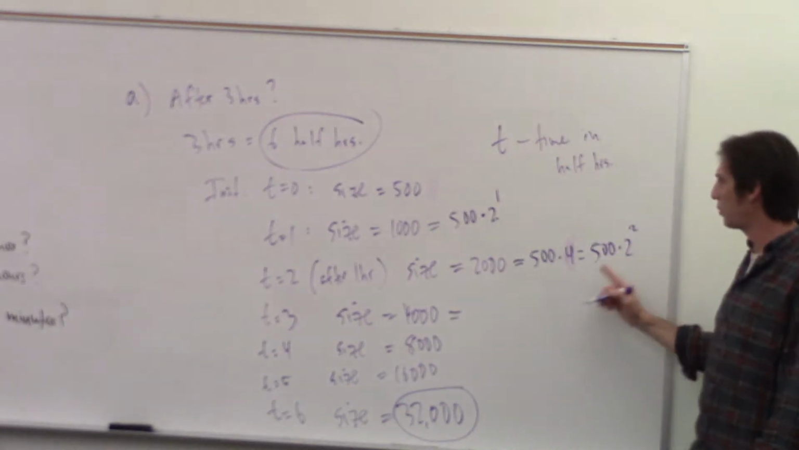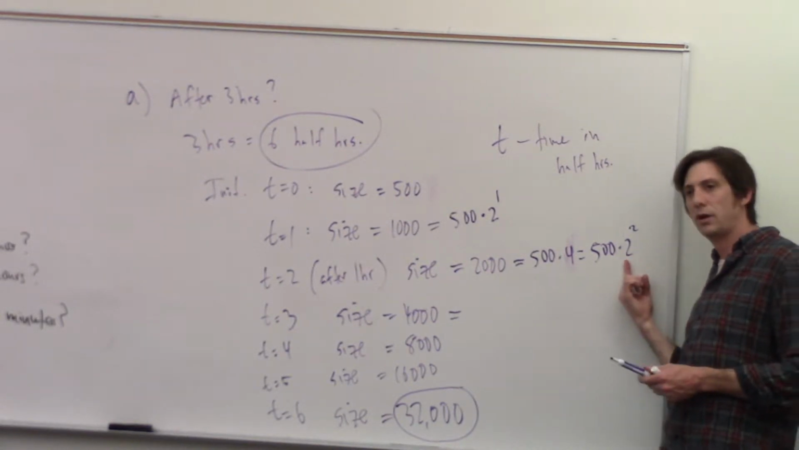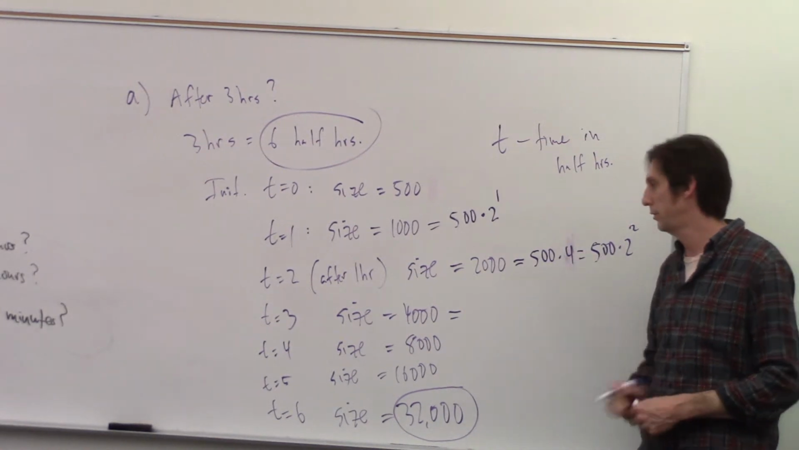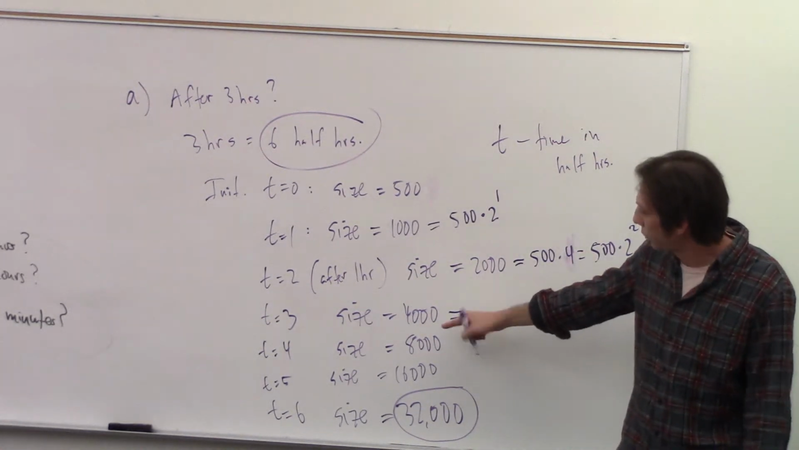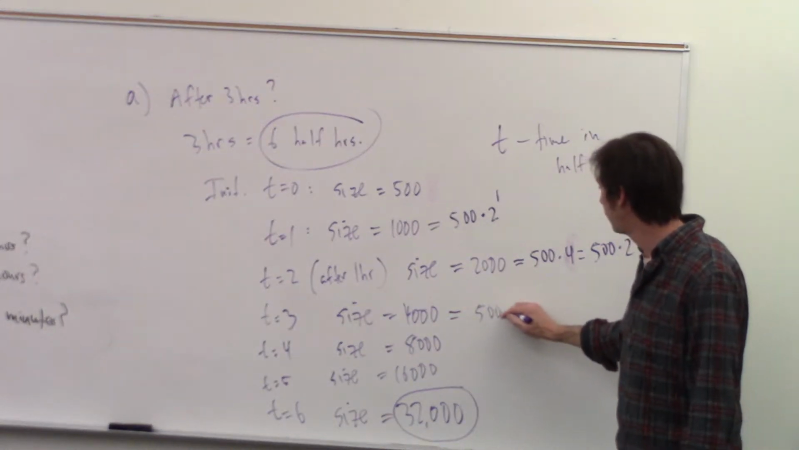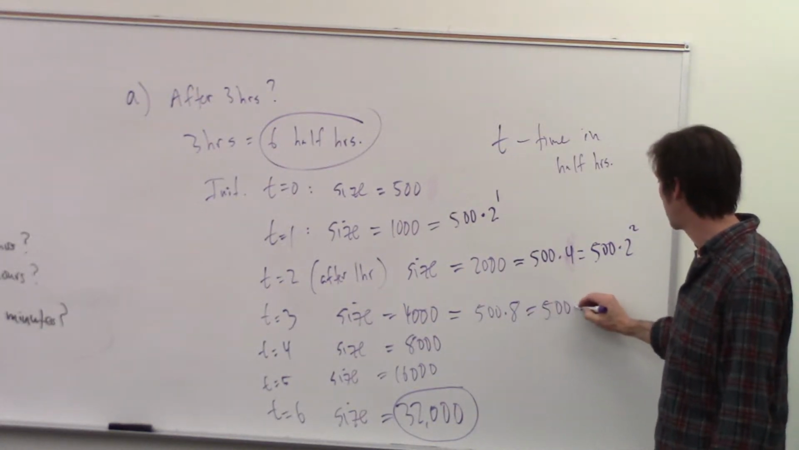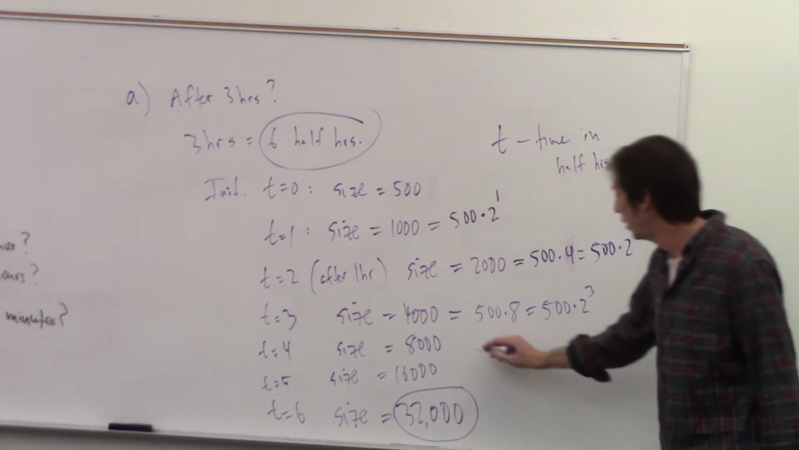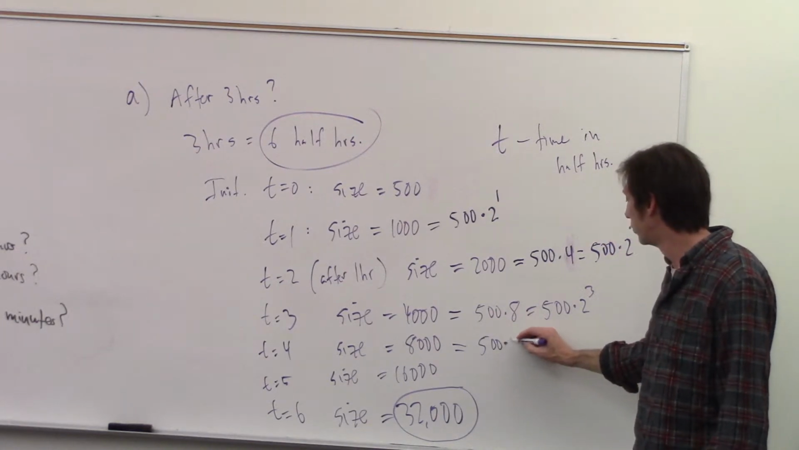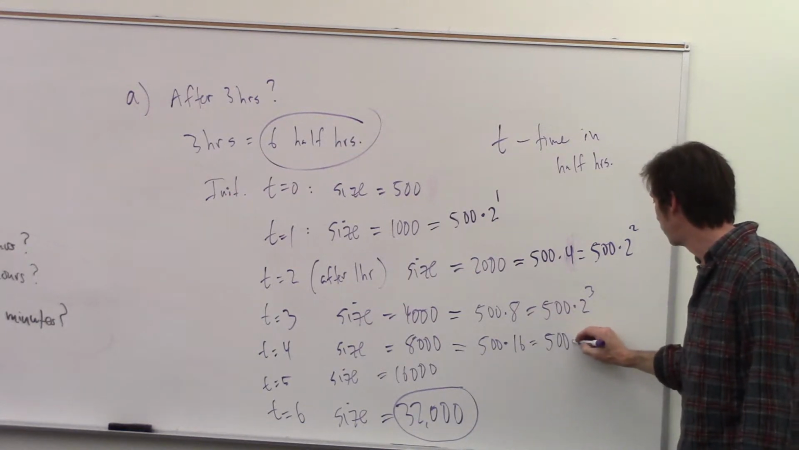I'm going to write all of these as 500 times 2 to some power, and the fact that I'm getting 2 to some power is due to the fact that the population is doubling every time increment. In other words, if I keep going, when t is 3, the size is 4,000, which is 500 times 8. And I know that 8 is 2 cubed, so this is 500 times 2 cubed. Likewise with 8,000. 8,000 is 500 times 16. And so that's 500 times 2 to the 4.